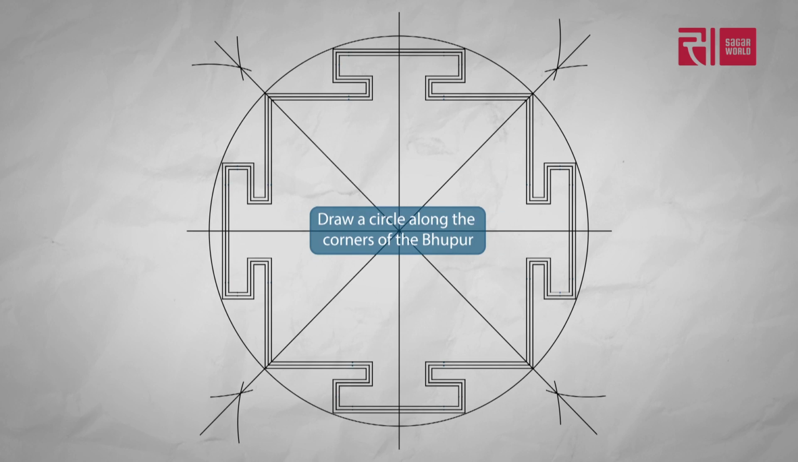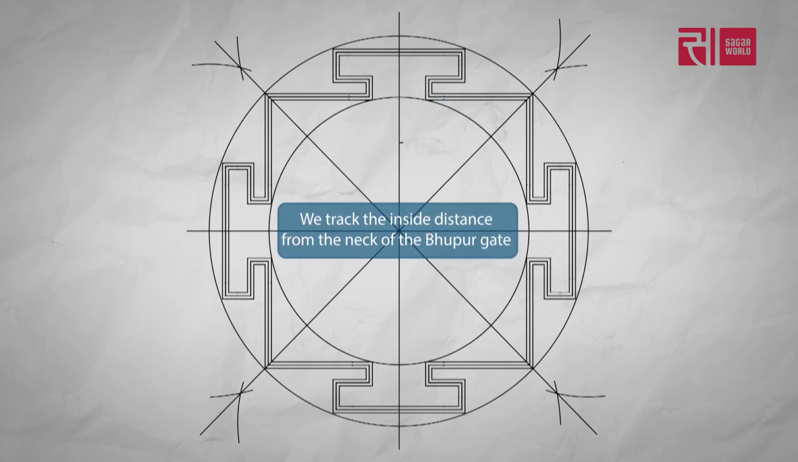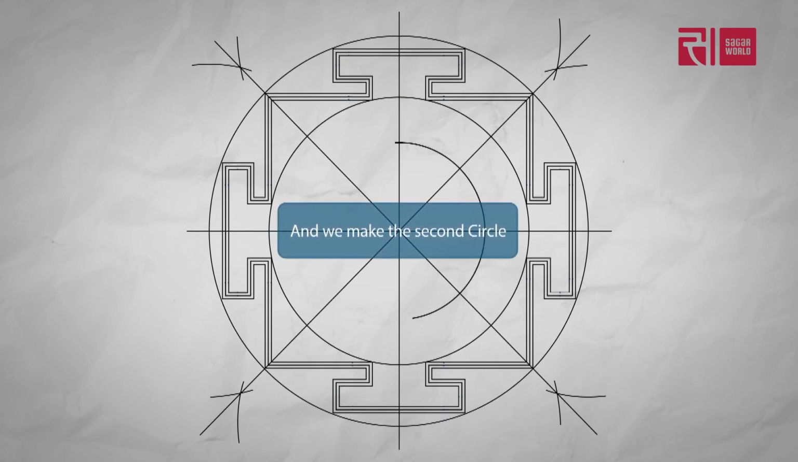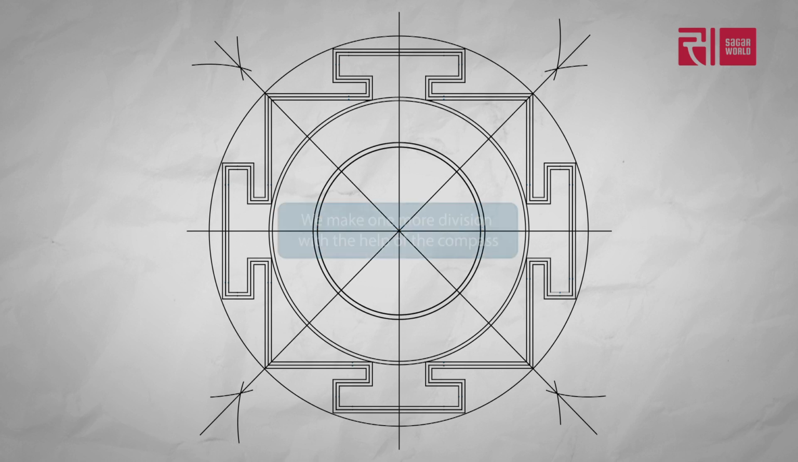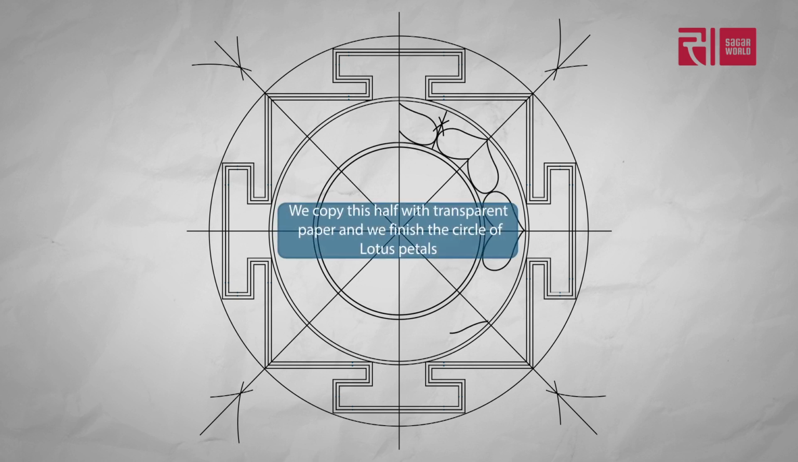Draw a circle along the corners of the bhupur. The distance is 2.6 cm. We track the inside distance from the neck of the bhupur gate, and we can make the second circle. We give the circles a double lining. We make one more division with the help of the compass. We can design the half of the lotus petal. We copy this half with transparent paper and finish the circle of lotus petals.